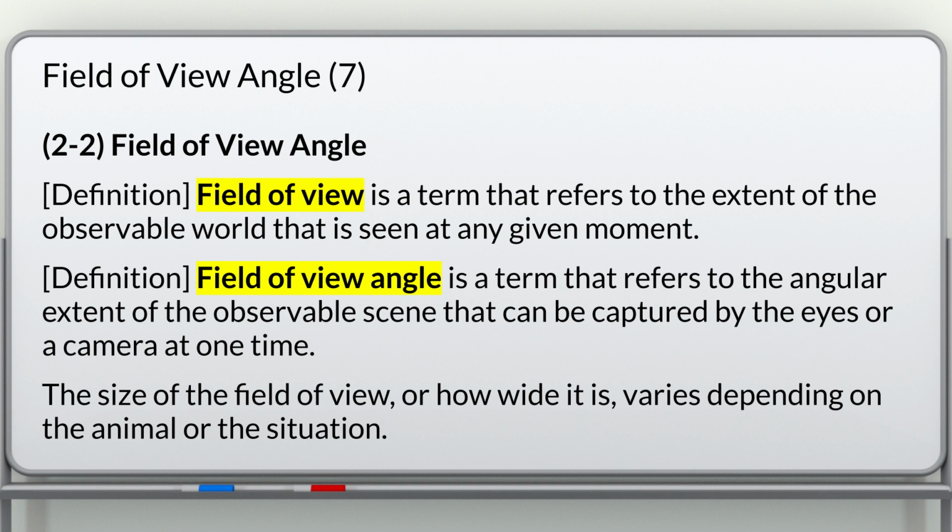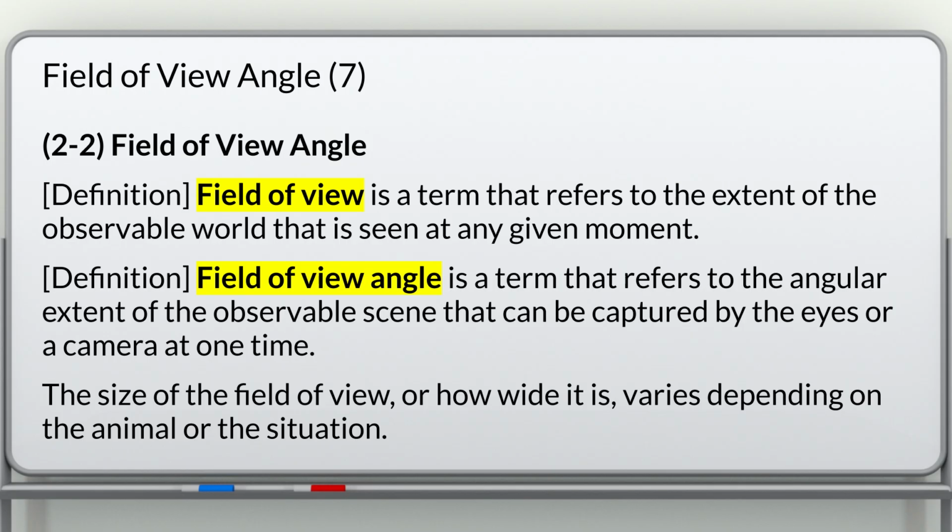I will explain the field of view angle. Field of view is a term that refers to the extent of the observable world that is seen at any given moment. Field of view angle is a term that refers to the angular extent of the observable scene that can be captured by the eyes or a camera at one time.